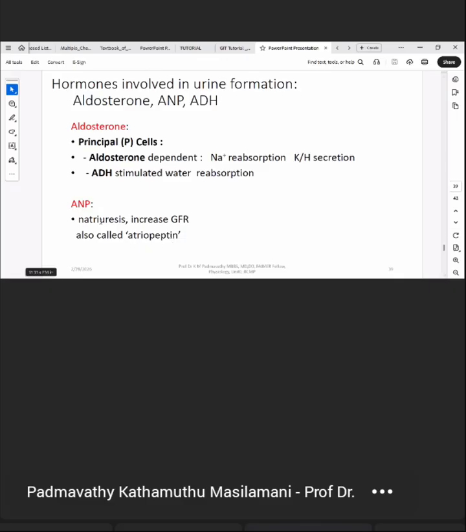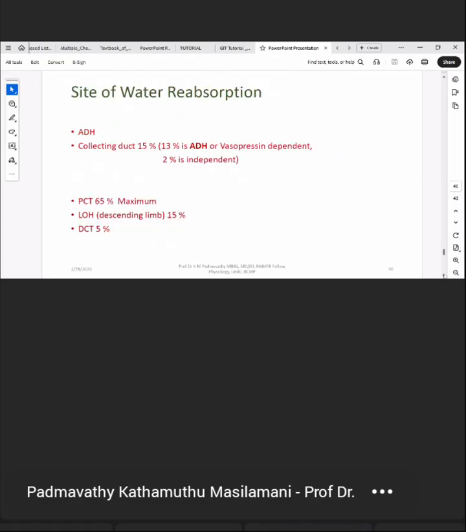And the other hormone acting on the distal convoluted tubule is ANP. ANP is atrial natriuretic peptide that will cause natriuresis and thereby increase GFR, and it is also very important for blood pressure control. If the blood pressure is high, the hormone secreted is ANP, so that it decreases the absorption of sodium. It increases natriuresis and increases GFR. It reduces blood volume.